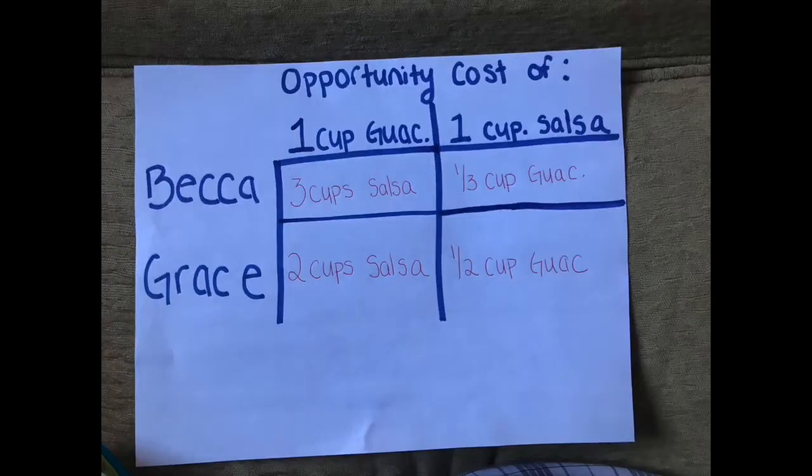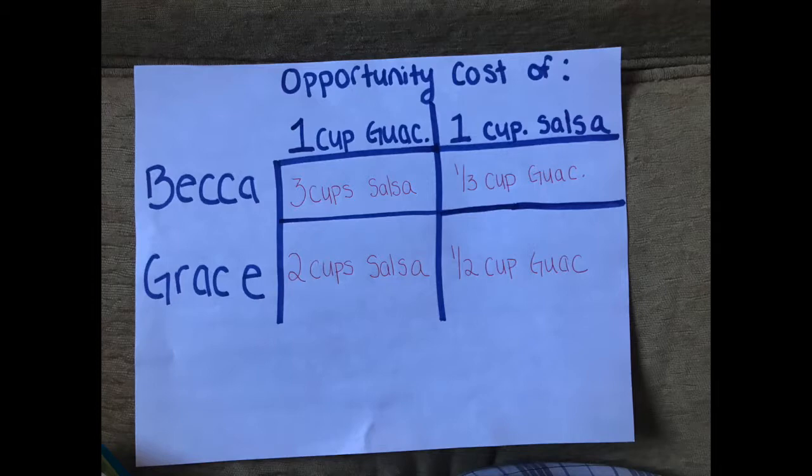In order for Grace to produce 1 cup of salsa, it takes her 30 minutes of work. When she spends those 30 minutes producing salsa, she spends 30 fewer minutes producing guacamole. Since Grace needs 60 minutes to produce 1 cup of guacamole, 30 minutes of salsa work would yield 1/2 cup of guacamole. Therefore, her opportunity cost for producing 1 cup of salsa is 1/2 cup of guacamole.